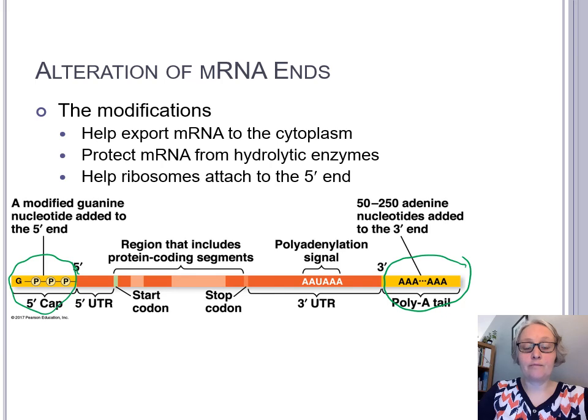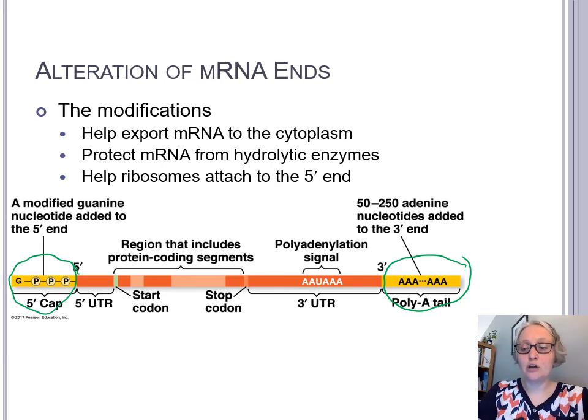the mRNA. The other importance of these modifications is they help the ribosomes understand which side is the 5' side and which side is the 3' side. Because the 5' cap looks different than the poly A tail, this is a really easy way for the ribosome to know the orientation of this molecule.